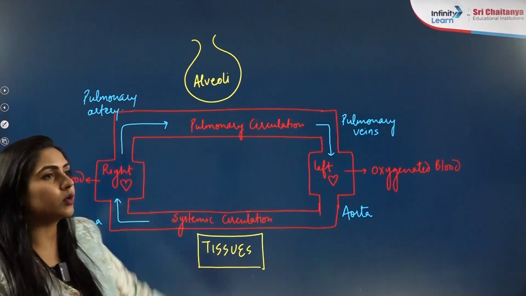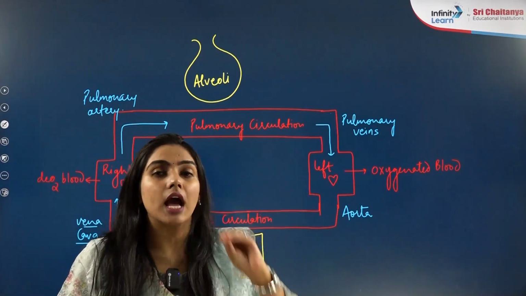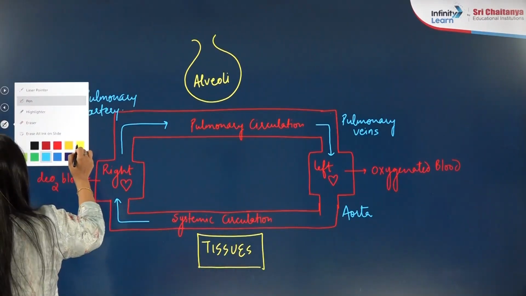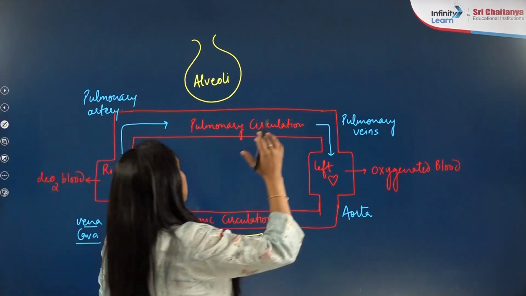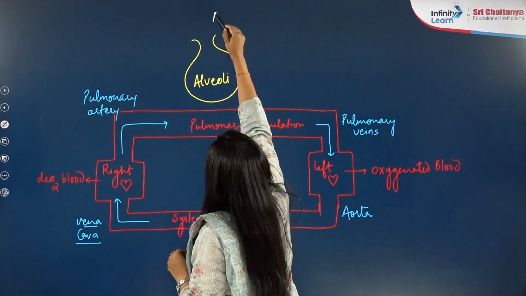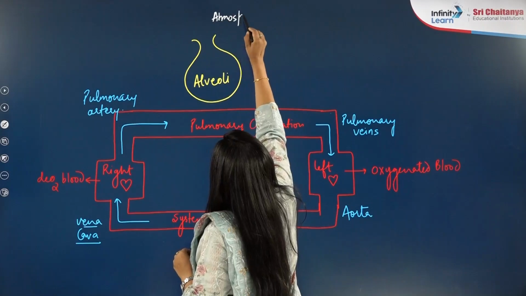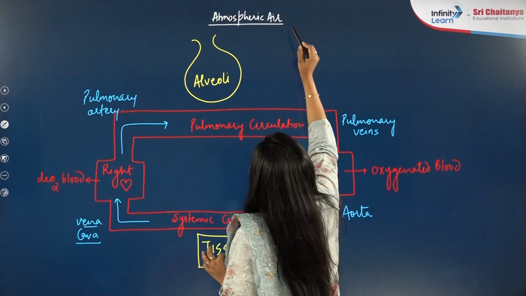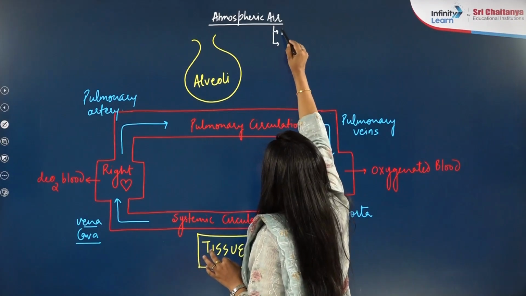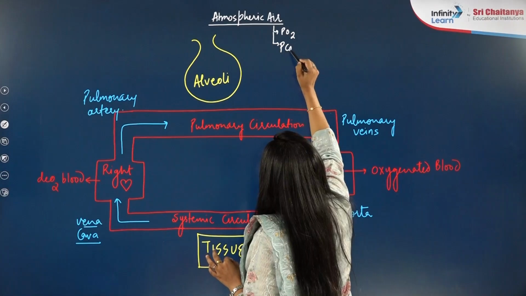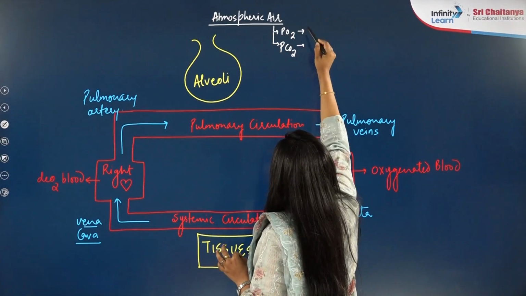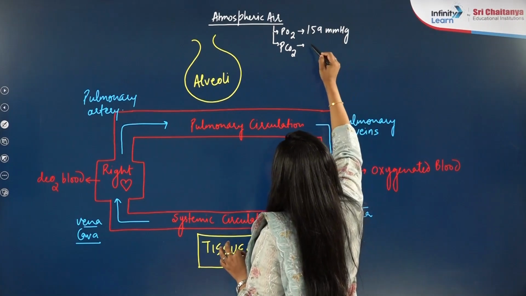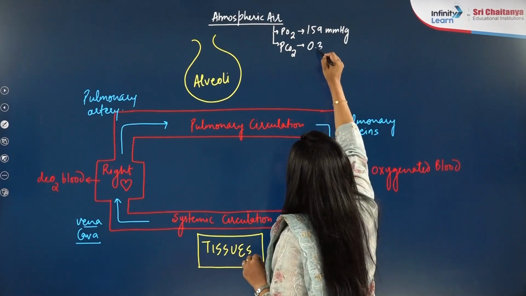Here, the main thing which I am going to discuss with you is exchange of gases. How the exchange of gases will take place. So, to understand exchange of gases, we need to understand the partial pressure values. See, this is the atmospheric air. In the atmospheric air, you need to remember the partial pressure of oxygen and the partial pressure of carbon dioxide. The partial pressure of oxygen is 159 mm of Hg, and the partial pressure of carbon dioxide is 0.3 mm of Hg.